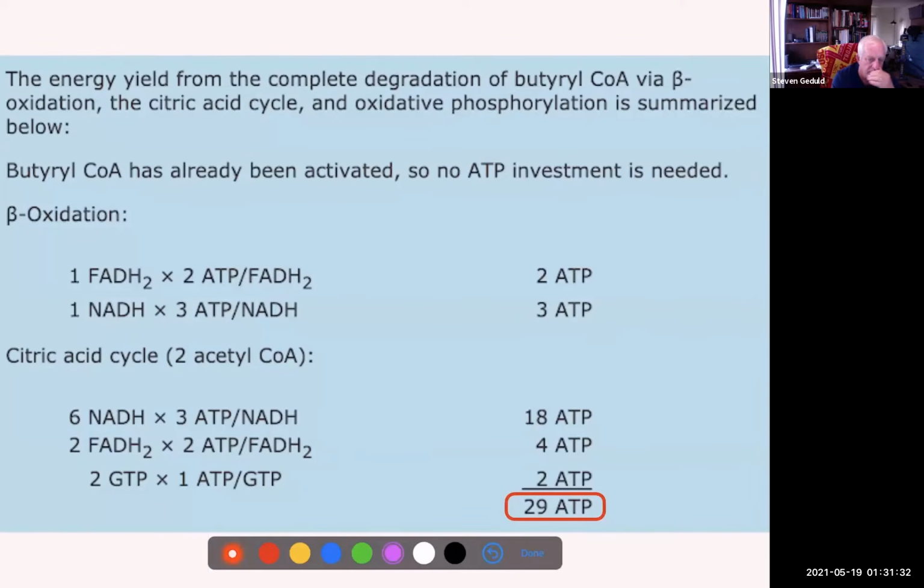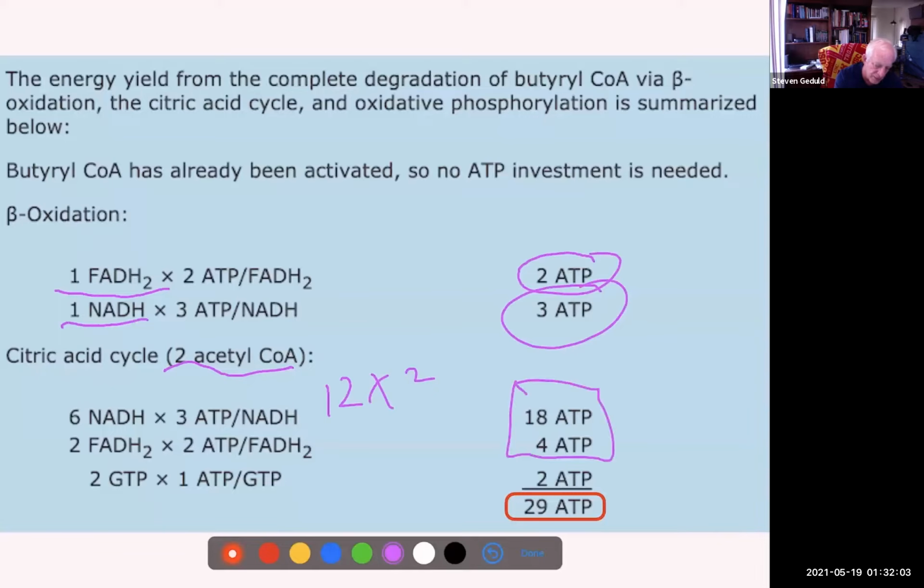Okay. And now the energy yield from it. So there's our butyryl coenzyme A. We ended up with 2 acetyl coenzyme A's. We broke the 1 bond. We formed an FADH2 and an NADH. So the FADH2 was 2 ATPs, NADH was 3 ATPs. We're going to run through the citric acid cycle. We have 2 acetyl coenzyme A's. Okay, so there's 12 for every spin, and we're going to spin it 2 times. So you're going to end up with 24 ATPs.